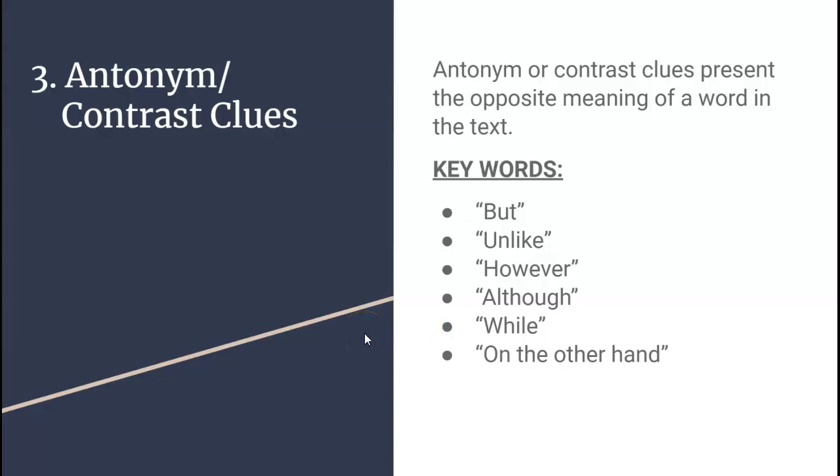Our next type of context clue is an antonym or a contrast clue. These clues present the opposite meaning of a word in a text. We don't have any key punctuation here, but we do have several key words that you might see in a passage to let you know that an antonym or contrast clue is coming up. Those keywords are but, unlike, however, although, while, and on the other hand. Please make sure you have your notes copied for this slide before you move on.